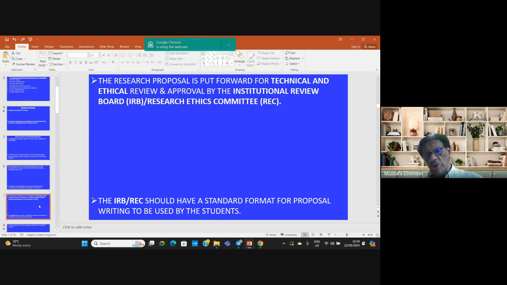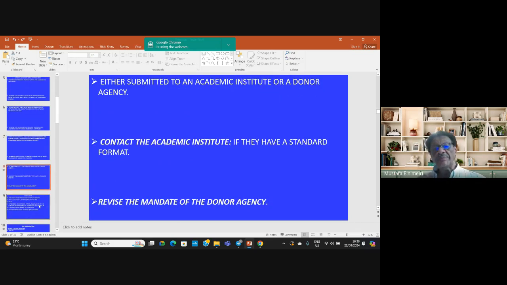Usually, the IRB and Research Ethics Committee should have a standard format for proposal writing to be used by the students, as we know that there are many variations from one institute to another in the proposal format. So each institute should have its own format that will make it easier for students to write their proposals. In addition, the proposal is submitted to an academic institute or to a donor agency. When you are planning to submit it to an academic institute, then it is better to contact the academic institute to see if they have a standard format, and then use the standard format for writing the proposal.